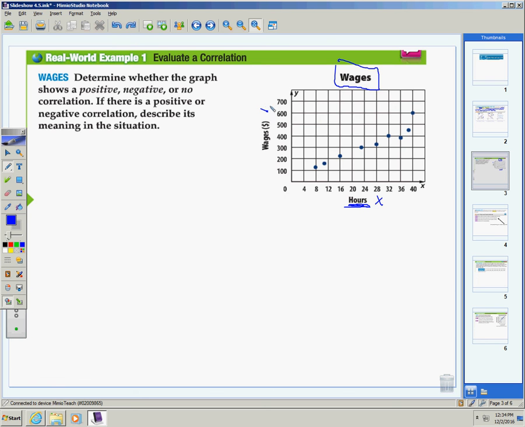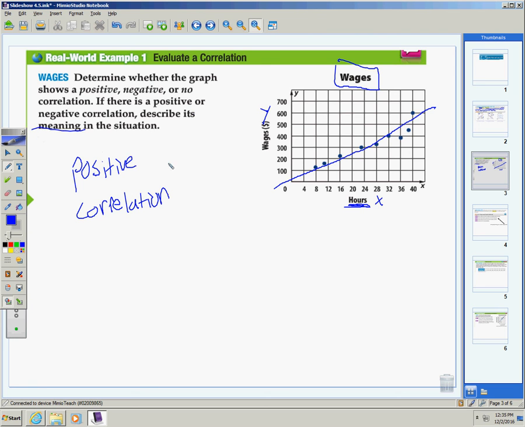I look at my graph, and I can see as x is increasing, y is increasing. So I would say there is positive correlation. As x increases, y increases. Positive correlation means I have a positive slope. And what does this mean? Well, to get the meaning, I should look at what my variables mean.